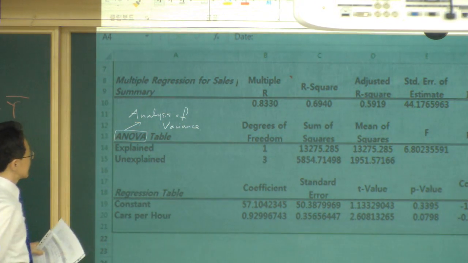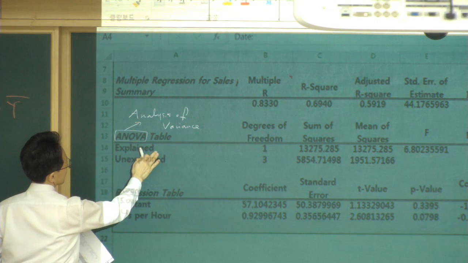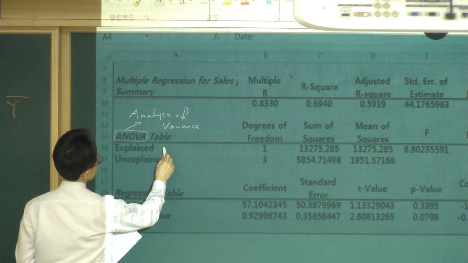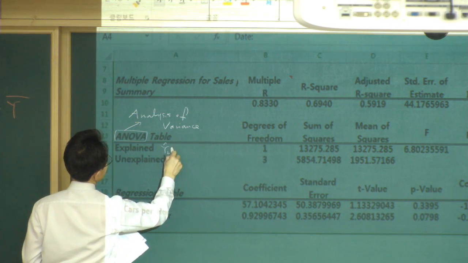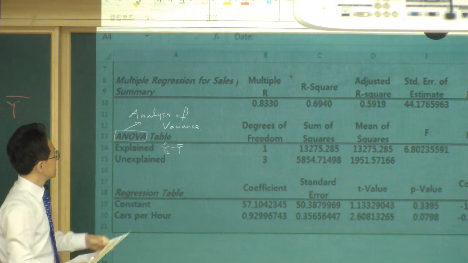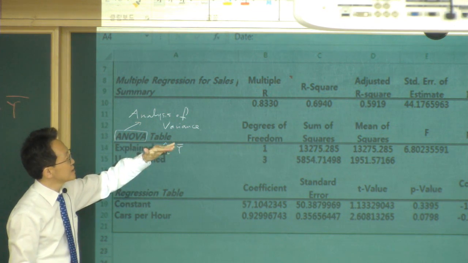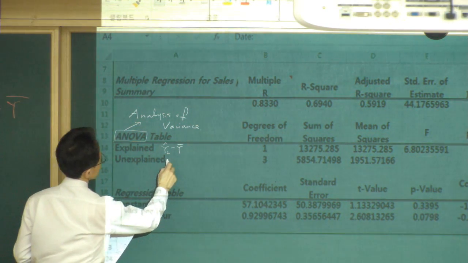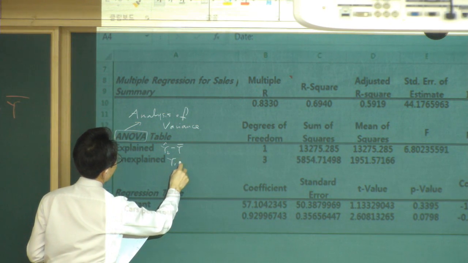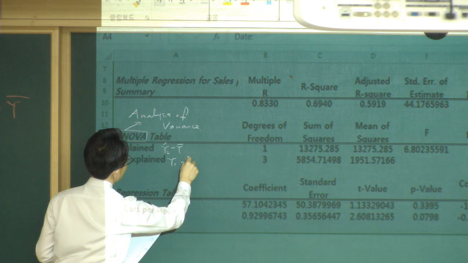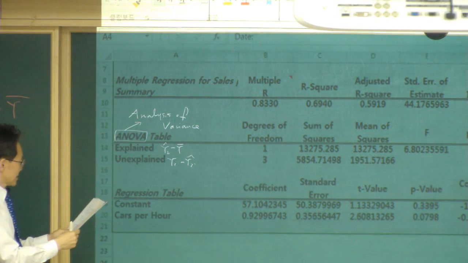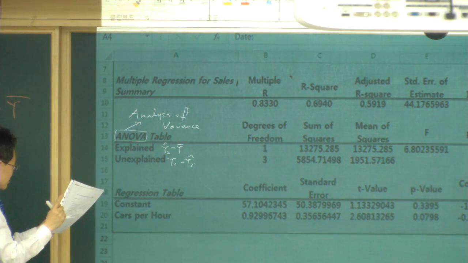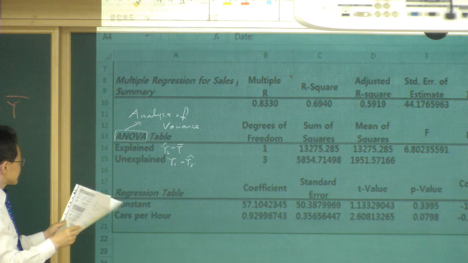Explained means, as we already mentioned, yi hat minus y bar. These things are already known if we use the regression model. So that's explained. And unexplained is yi minus yi hat. That's not explained. In other words, that's unexplained.